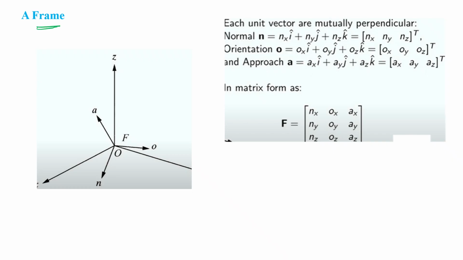Here, this is my x, this is my y-axis, and this is my z, because it follows the right-hand coordinate system. This x, y, z is my reference frame or universal frame. Then this is the movable frame, that is NOA. N is normal, O is orientation, A is the approach vector. So this NOA is the current frame or moving frame.